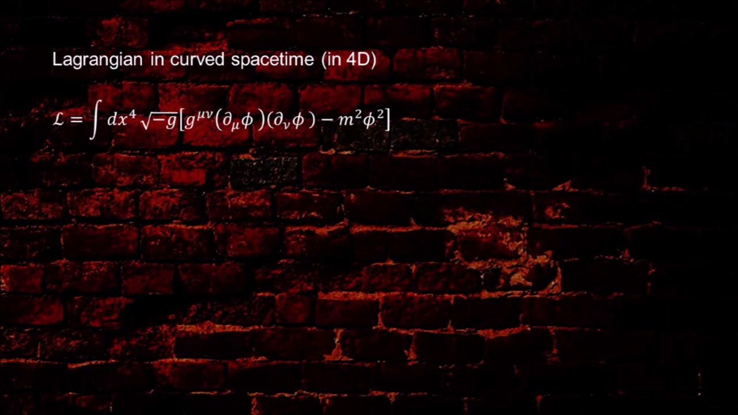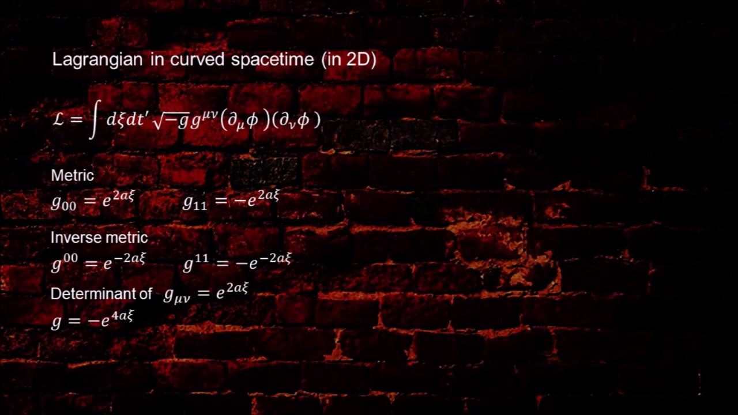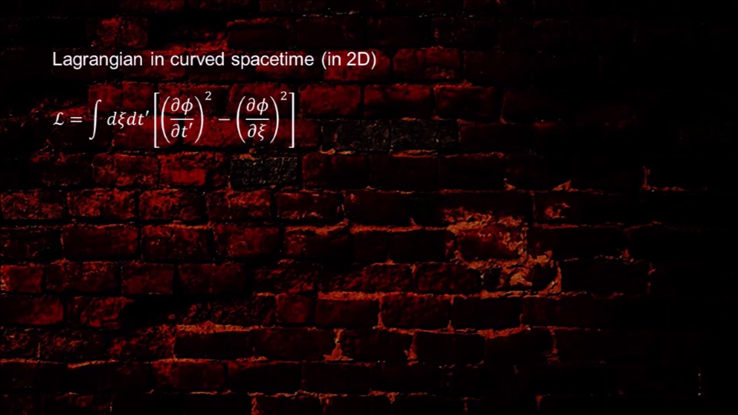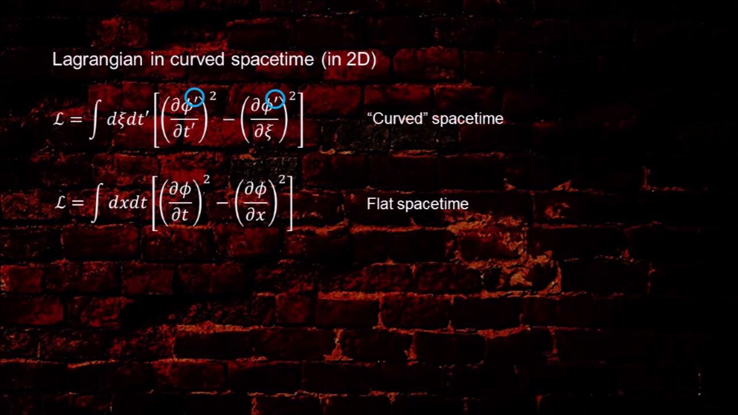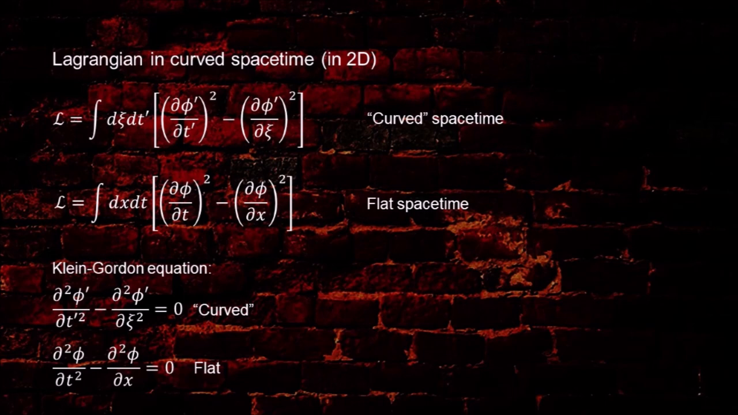Since we are only interested in a massless scalar field in a two-dimensional spacetime, we replace this integration factor by dx dt prime and set m to 0. For the metric in an accelerating frame, the Lagrangian becomes... Remarkably, it looks the same as a Lagrangian for flat spacetime. We put a prime on the phis here to distinguish them from the phis in flat spacetime. The equation of motion for phi in both frames is the Klein-Gordon equation for a massless scalar field.